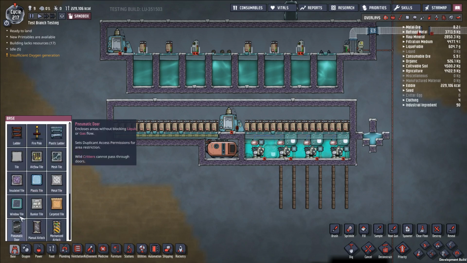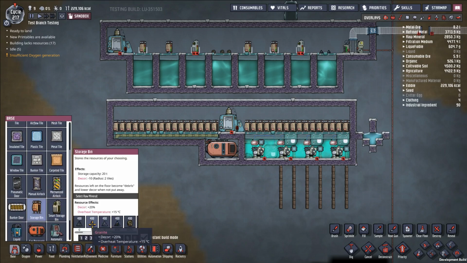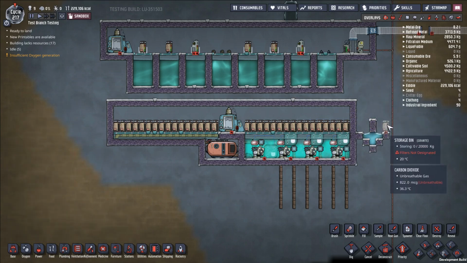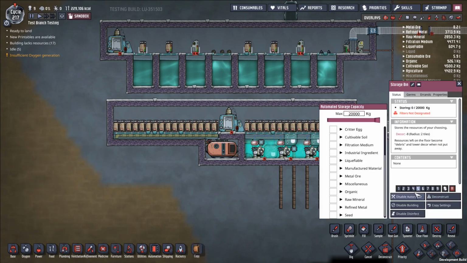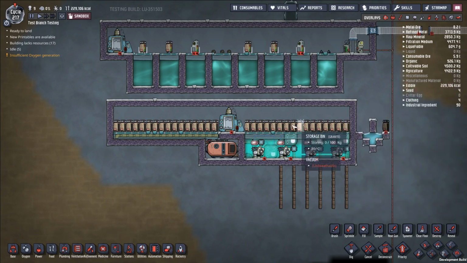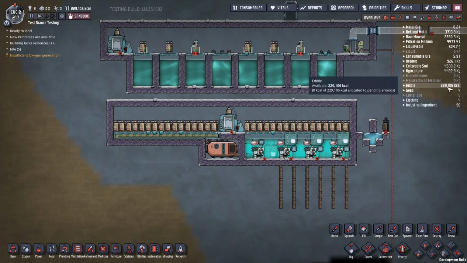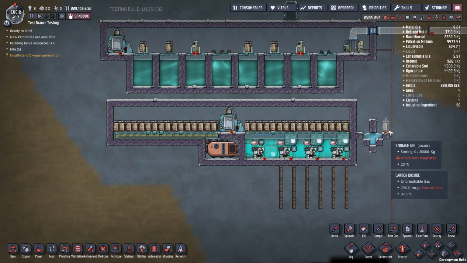So I'd have a storage bin, I don't know, somewhere over here, let's say. And I would say, okay, this storage bin is going to have a priority of 6, and all these storage bins are going to have a priority of 5, but I'm going to set this one to be sweep only, right? So I'd set a storage bin to be sweep only, but at a higher priority.